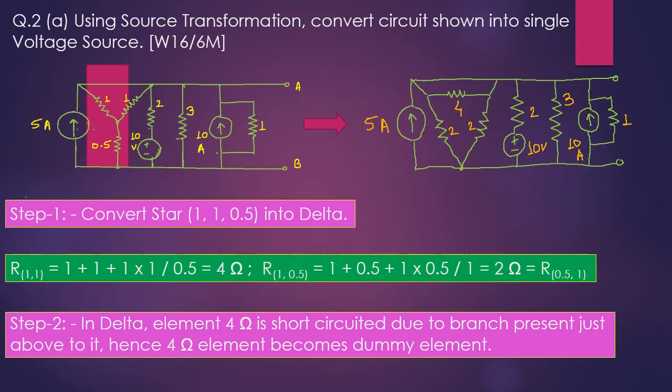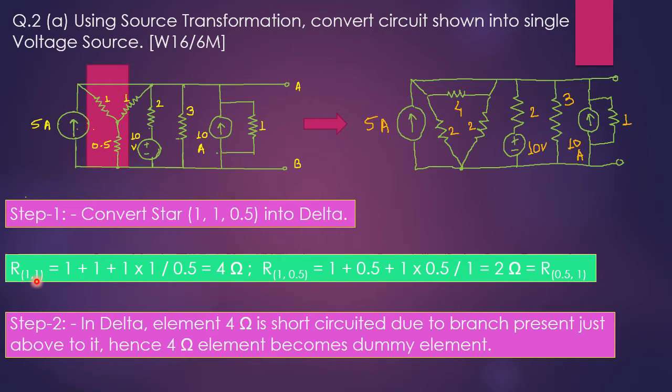So what is your first step? Convert the star into delta. While doing so, what is the equation involved? In general form, the delta element, say R12, is equal to R1 plus R2 plus R1 R2 upon R3. That is the general formula.